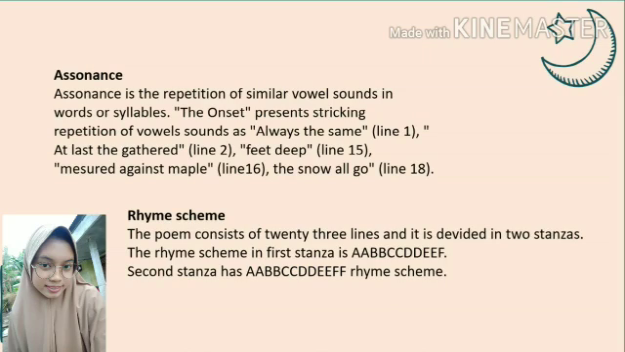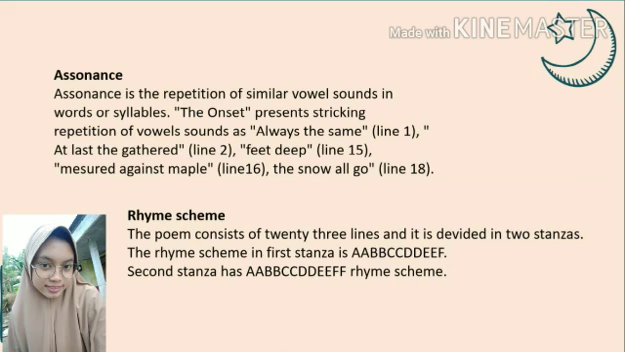Assonance. Assonance is the repetition of similar vowel sounds in words or syllables. The onset presents striking repetition of vowel sounds as always the same, line 1; at the last the gathered, line 2; feet deep, line 15; measure against maple, line 16; the snow all go, line 18.